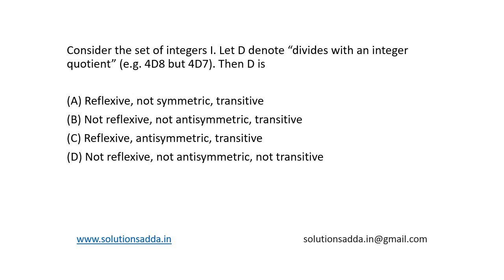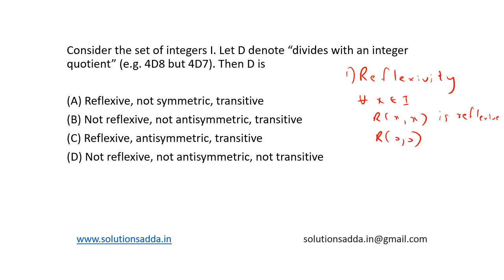So first of all, let's see the properties. Reflexivity. This is not possible because for all x belongs to I, we can say that R of x comma x is reflexive. But if x is equal to 0, that is R of 0 comma 0 is not possible because 0 cannot divide 0. So the property of reflexive is not satisfied. So option A cannot be the correct answer. Even option C cannot be the right answer. So let's see the other properties.